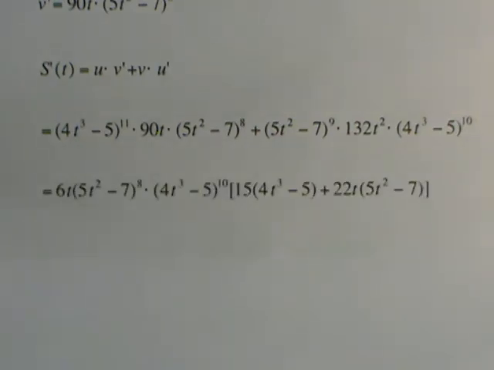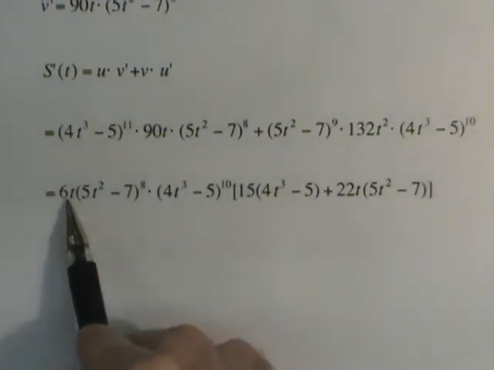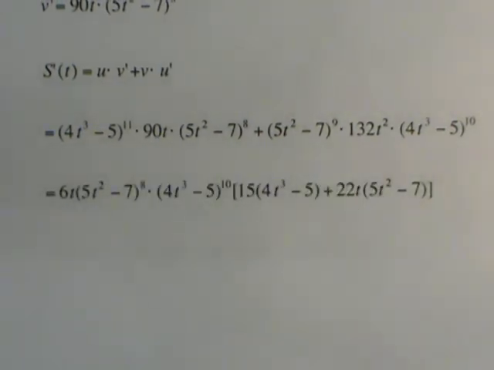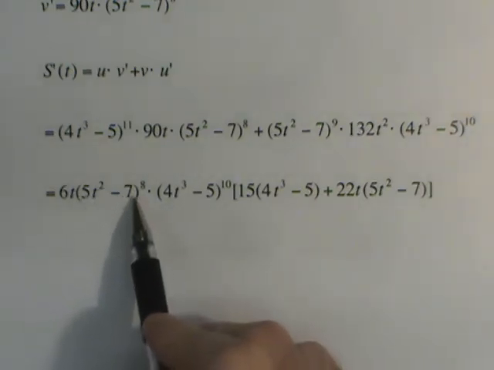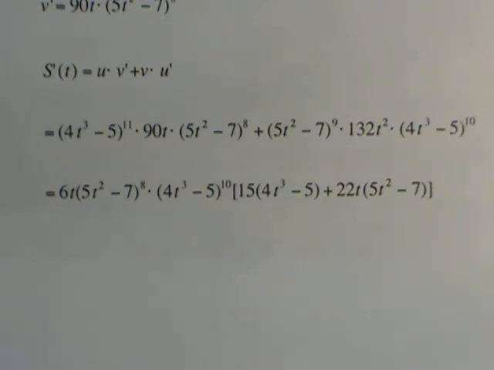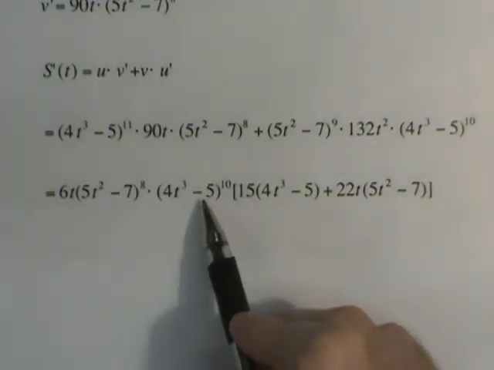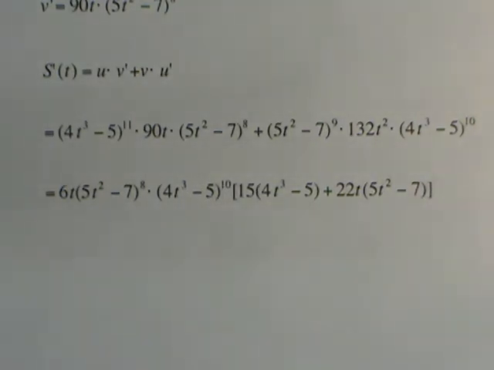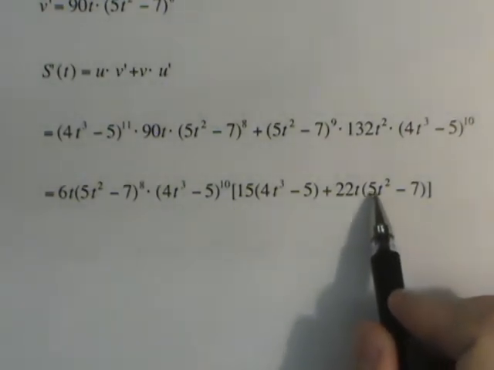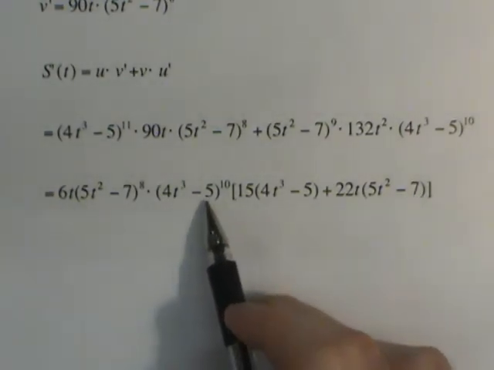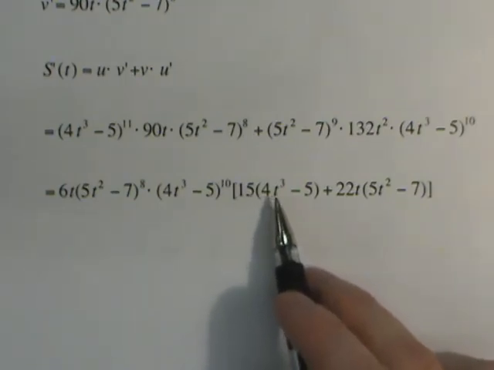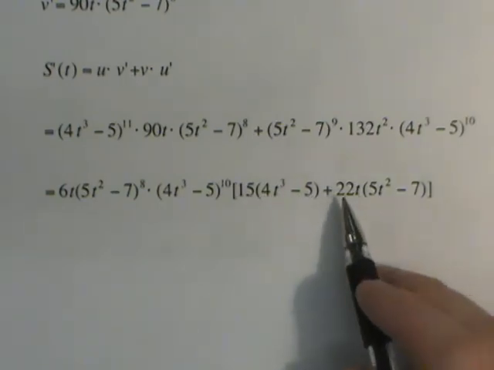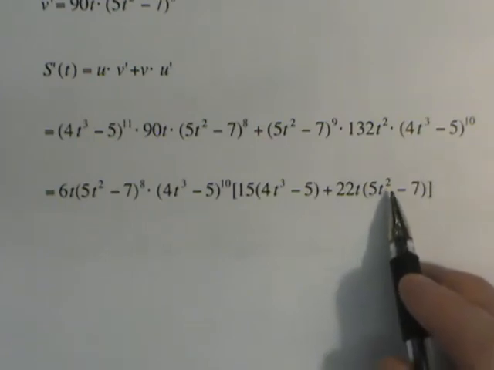And so I factor out a 6t. That comes from the 90t and the 132t squared. I factor out a 5t squared minus 7 raised to the 8th. A 4t cubed minus 5 raised to the 10th. And then I group together everything that was left over after I factored this GCF out. And so I'm left with 15 times 4t cubed minus 5 plus 22t times 5t squared minus 7.